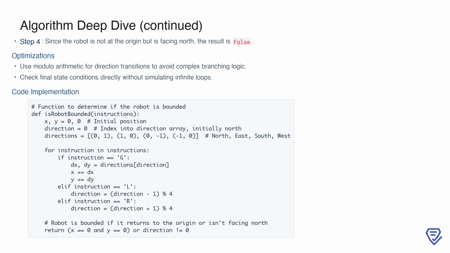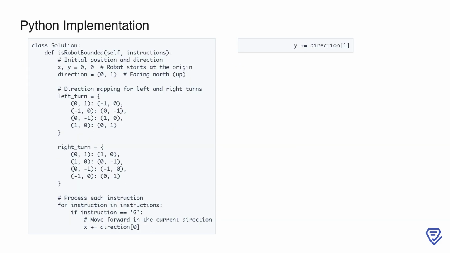Here, we start by defining the isRobotBounded function inside the solution class. The robot begins at the origin, so we initialize x and y to 0. It is also initially facing north, which we represent as the direction tuple 0, 1. To handle changes in direction, we create two dictionaries, left_turn and right_turn. These map the current direction to the new direction after a left or right turn, respectively. For example, if the robot is facing north 0, 1, and turns left, it will face west -1, 0.